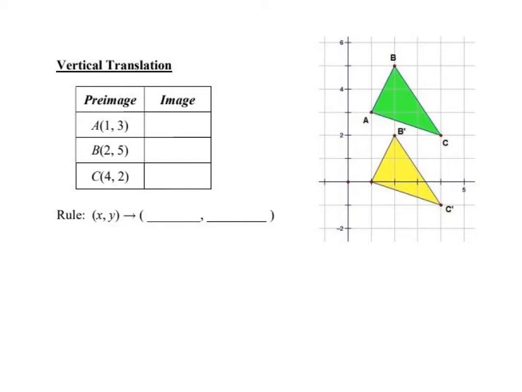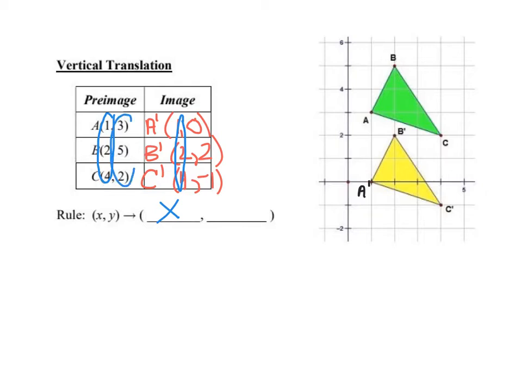Next, we'll take a look at a vertical translation, or a movement up or down on the coordinate plane. Pause the video and go ahead and see if you can complete the chart as well as figuring out what the rule is. So those are the coordinates that you should have in your chart for the image. Once again, if we take a look at our rule, you'll notice this time it's the x-coordinates that aren't changing. So that would remain the same when we write our rule. And this time it's the y-coordinates that are changing.